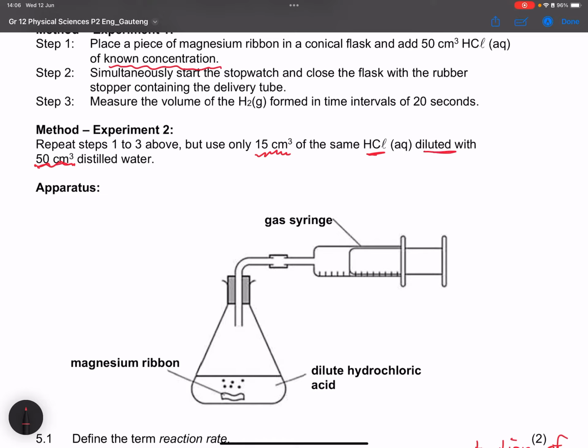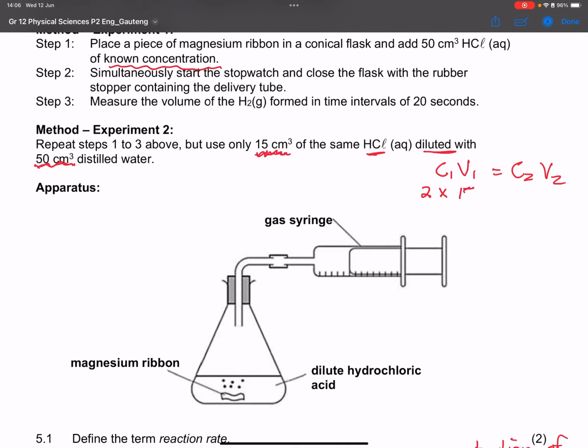So what I'm going to do is use my C1V1. Remember, every time we've got dilution, we're going to use this formula. So C1 would be the first concentration. Remember, they said it was 2 moles per cubic decimeter. Now I'm going to keep my volume in cubic centimeters. So initially, it was 15.